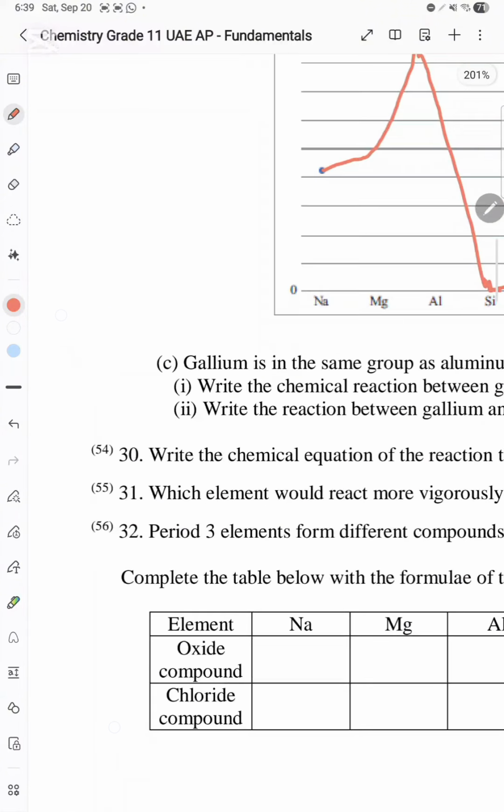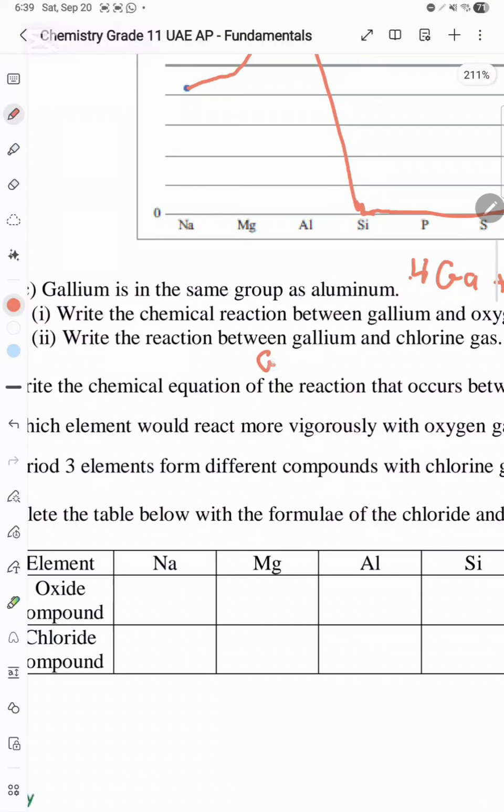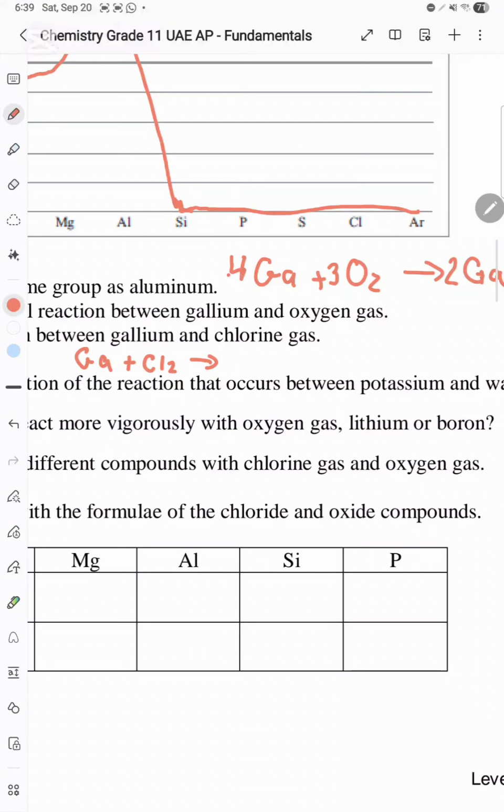Write the reaction between gallium and chlorine gas. So it's gallium, Ga, plus Cl2, giving us GaCl3.